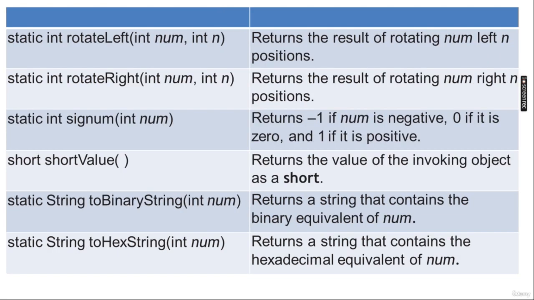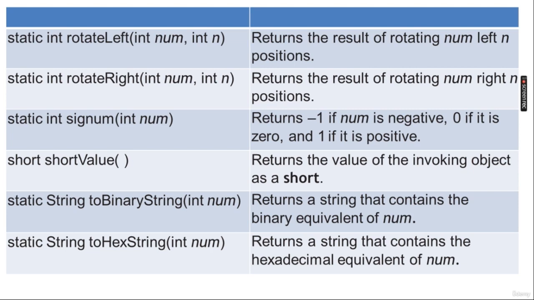Static int rotateLeft(int number, int n) returns the result of rotating number left n positions. Then static int rotateRight(int number, int n) returns the result of rotating number right n positions. Then static int signum(int number) returns -1 if number is negative, 0 if it is 0, and 1 if it is positive. shortValue returns the value of the invoking object as a short.